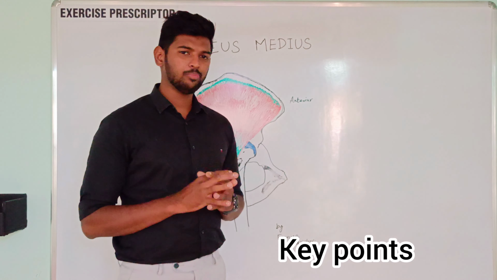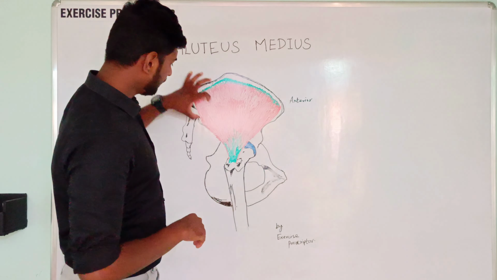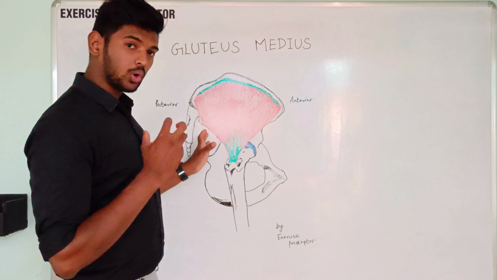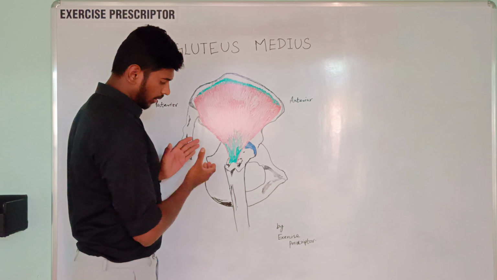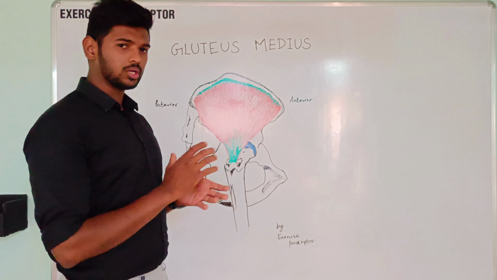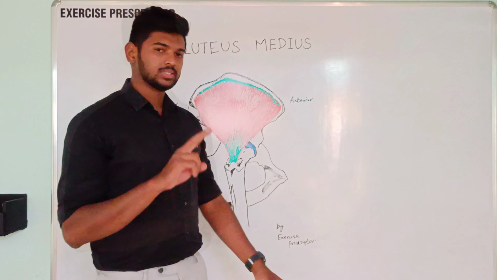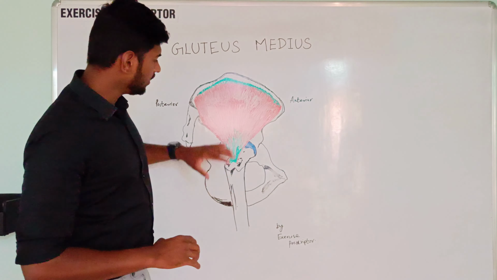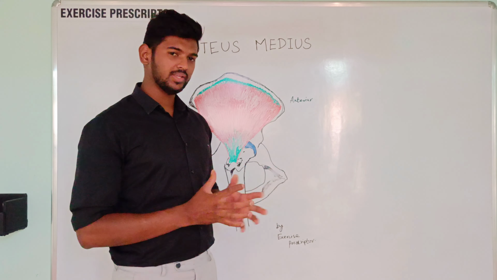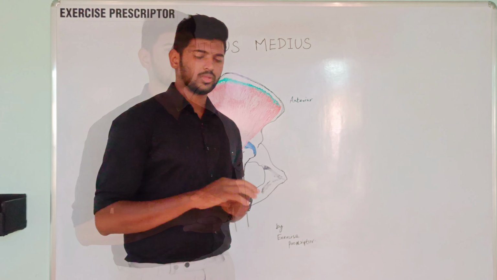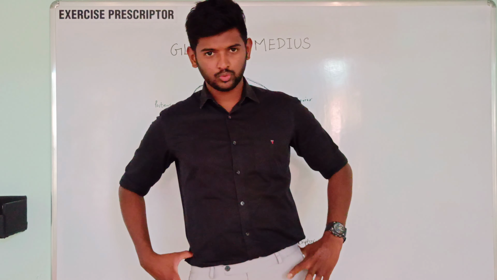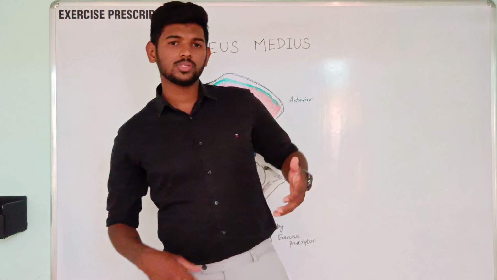Next we will move into key points. First one, the posterior portion of the gluteus medius is the thickest part, so this action is strongest. Like extension, abduction and lateral rotation is the strongest action of gluteus medius. Second point, a thick layer covers the gluteus medius muscle. This layer is called gluteal fascia or gluteal aponeurosis.